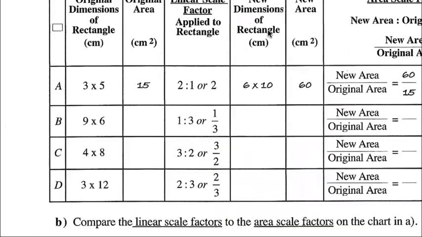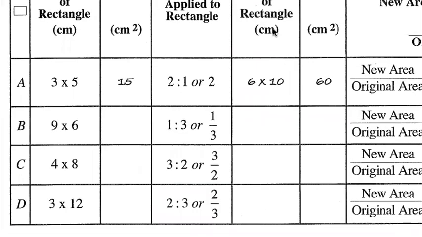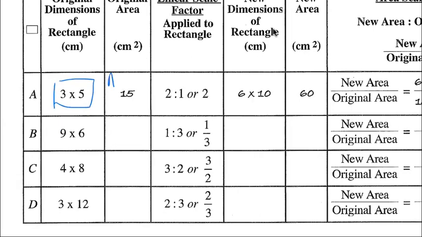So as before, if we have our figure, let's say it measures 3 by 5. So we have some kind of rectangle that measures 3 by 5. The area of that rectangle, remember that area is equal to length times width. So 3 times 5 is 15.